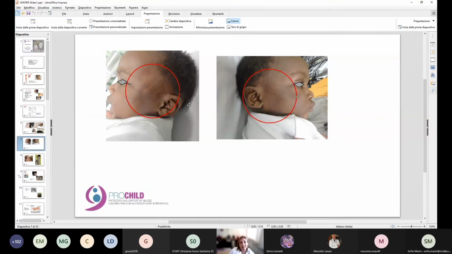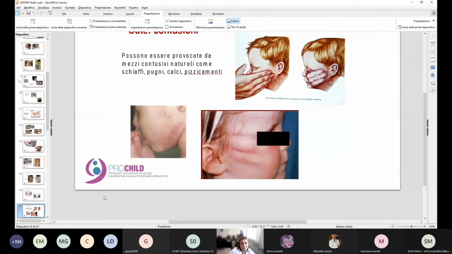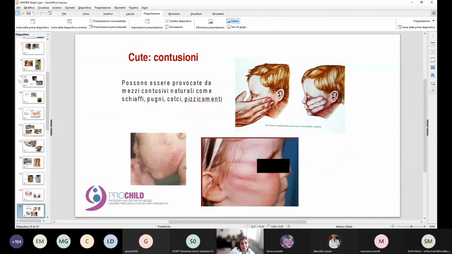So in general, under 6 months of age, in case you find bruises on the subject, you always have to suspect abuse or neglect. Other types of contusions can be those caused by slapping, smacking, punching, kicking, pinching, and they can leave marks, for example, the handprint on the face.